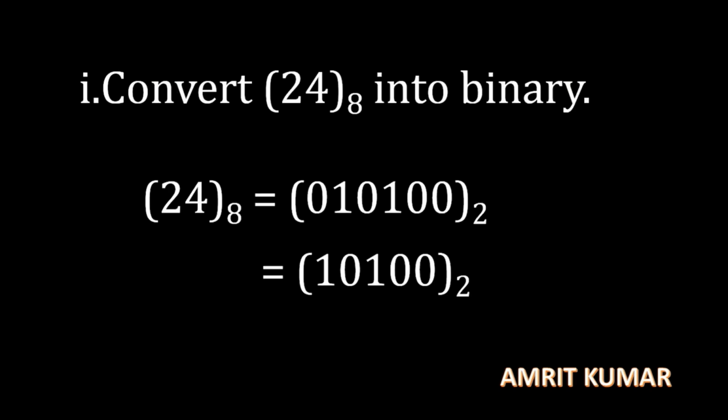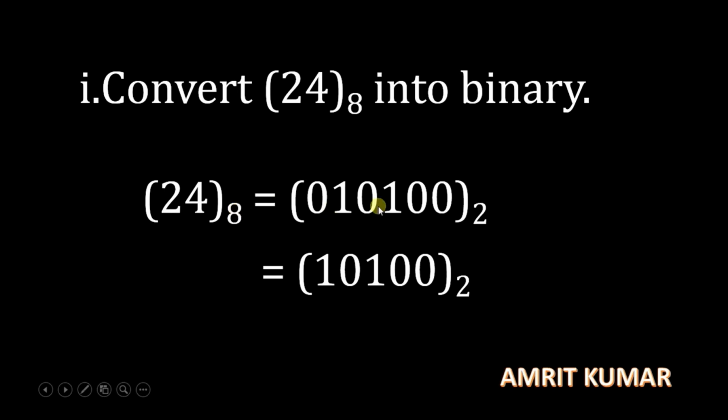Our first example is saying that we have to convert this octal number into a binary number. So how can we do this? How can we convert this octal number into a binary number? Okay, so we will move forward with this. Here you are seeing that this is 24, and its base is 8.